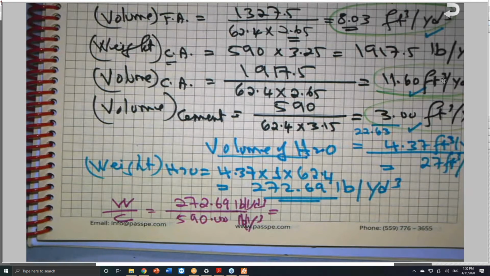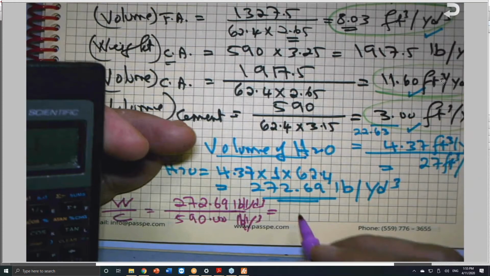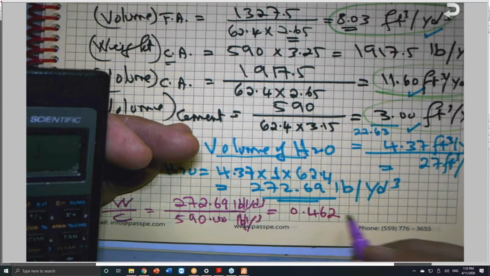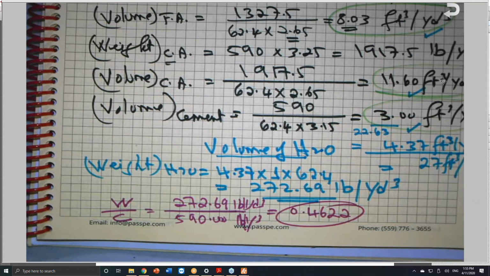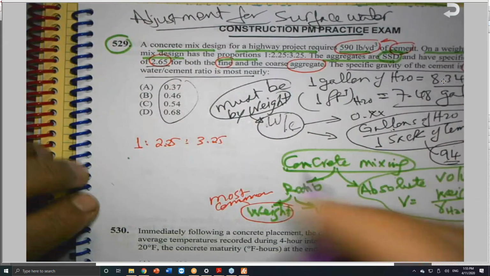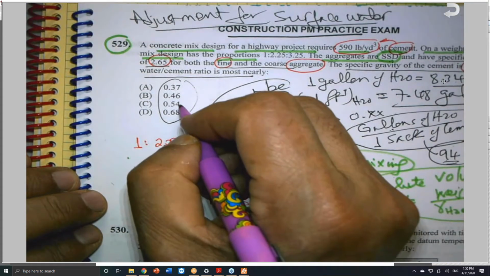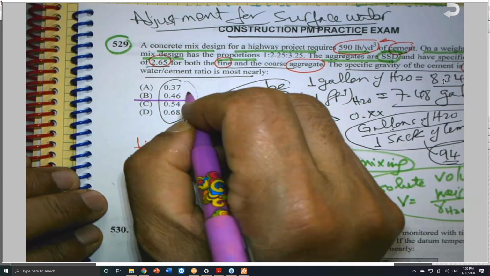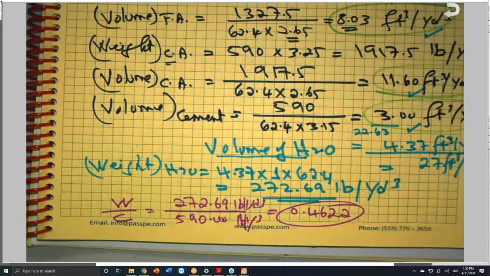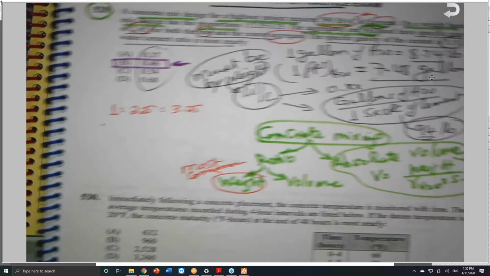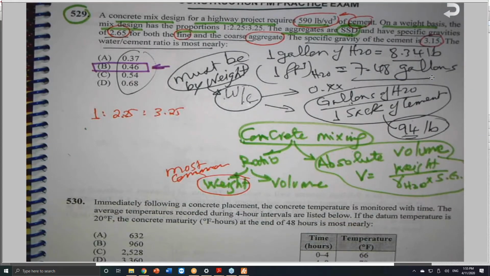So it is 272.69 enter, 590 divided, I got 0.4622. And in the problem statement, we have 0.37, 0.46, 0.54. Obviously 0.46 is the closest one, or the one they call most nearly. And I hope this is the answer. For those of you who have the book, you can look at the answer and see if this is correct. Otherwise, if I made a mistake, I will be glad to correct it immediately.